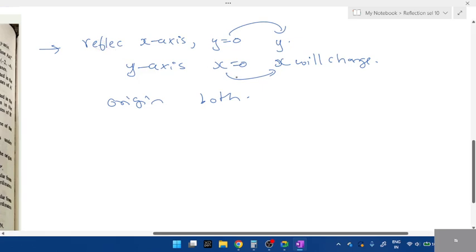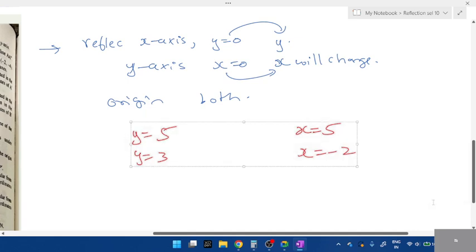Mostly they'll give, out of a 4 or 5 marks question, 2 marks will be from this topic. Another 1 or 2 marks is for C. Apart from y is 0 and x is 0, they'll give you some value, y is equal to 5 or x is equal to 5, y is equal to 3, x is equal to minus 2, any value like this. Okay, this is what I taught yesterday.